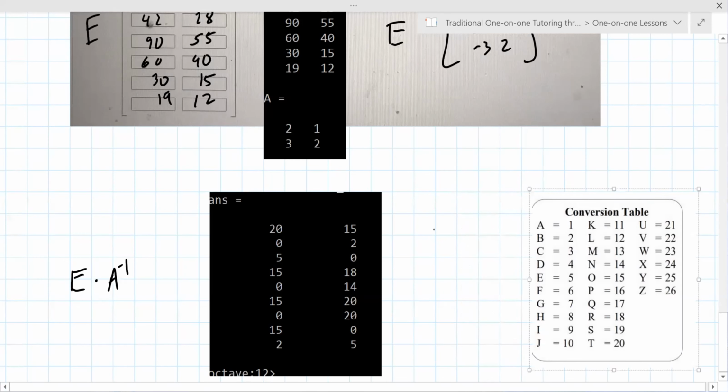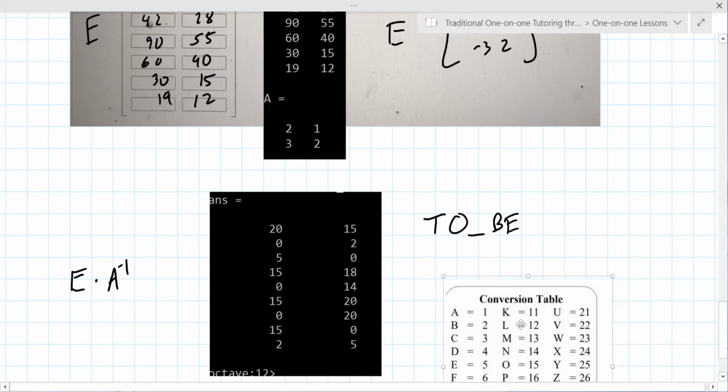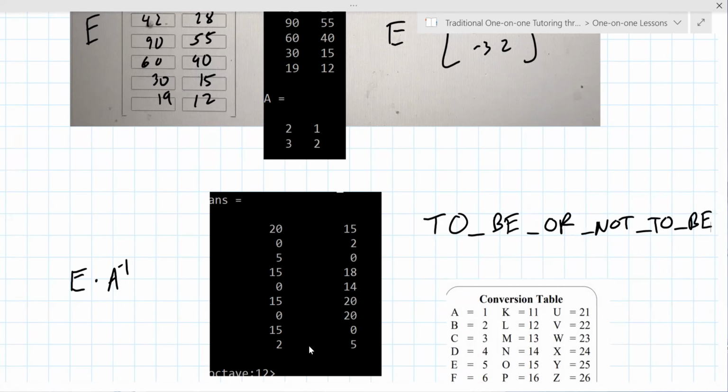So in this case, T is 20, 15 is O, and then the 0 is a space. 2 is B, 5 is E, to be. And then we'll do another space here. Oh no, it's going to be or not to be. Great. Don't put the underscores, put those as spaces in your answer. Yep, that's right.